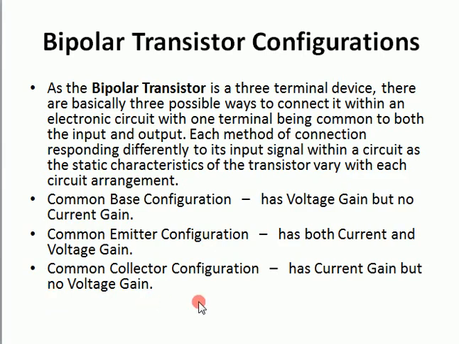So this was all about the bipolar junction transistor, in which we have seen what the transistor is and why it is known as the bipolar transistor. Then we saw the physical symbol and the circuit symbols of the transistors, and we also discussed the construction of the transistor, and at the end we saw the bipolar transistor configurations.